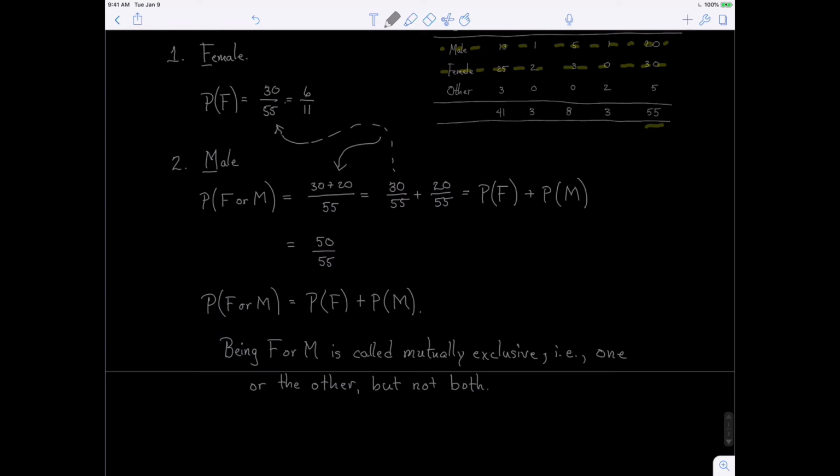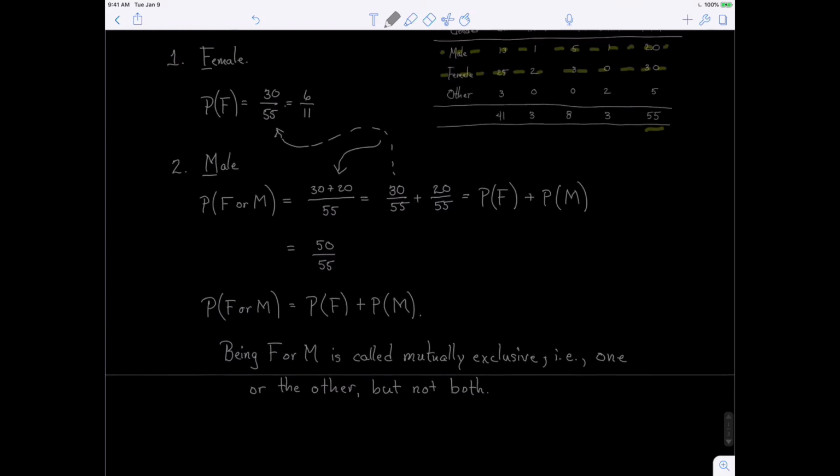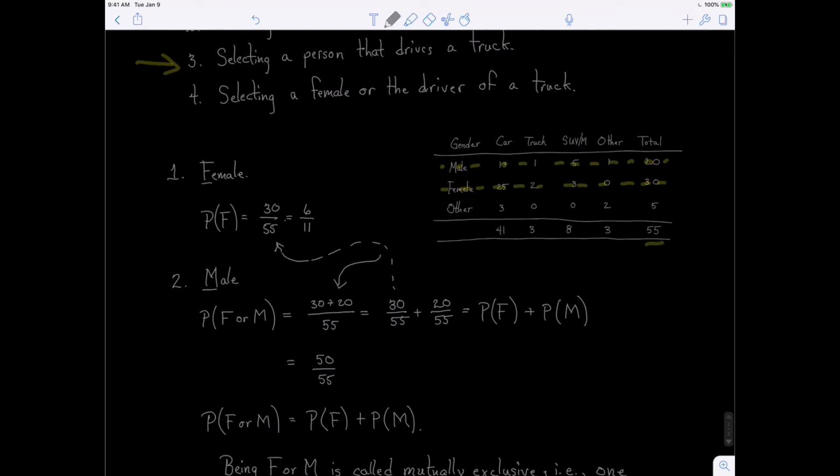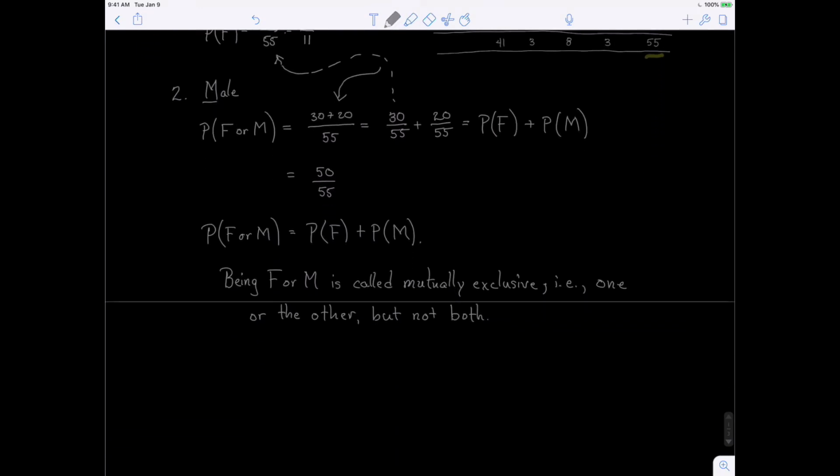Now, we're going to take this a little further. Problem number 3 says selecting a person that drives a truck. Okay, let's try that. So let's come down here. Number 3 is probability of, whoops, let's do this just to be consistent.